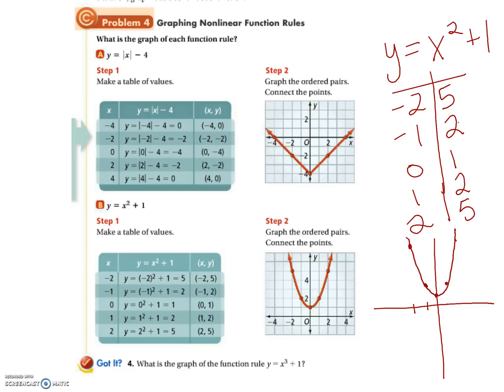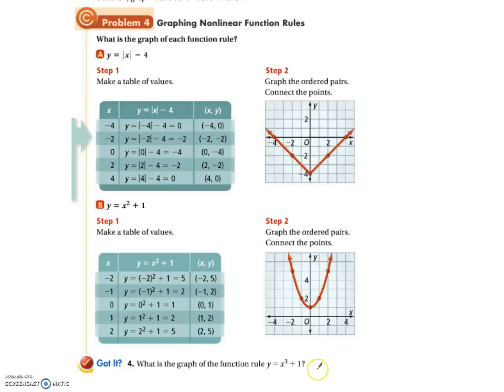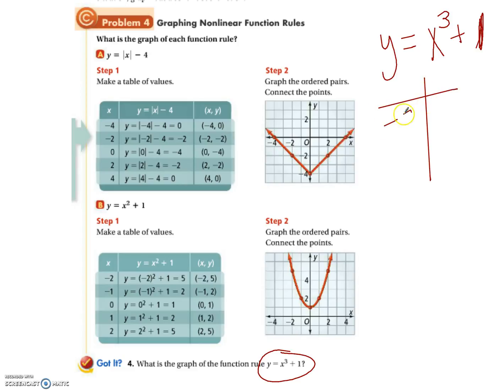So what I want you to do is this one on your own, the third one. We're going to do y equals x cubed plus 1. We're going to do our table: negative 2, negative 1, 0, 1, 2. I'd like for you to pause it and try to do it on your own, and then I'm going to continue with telling you how to do it.